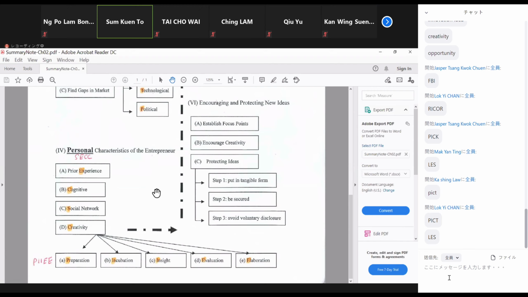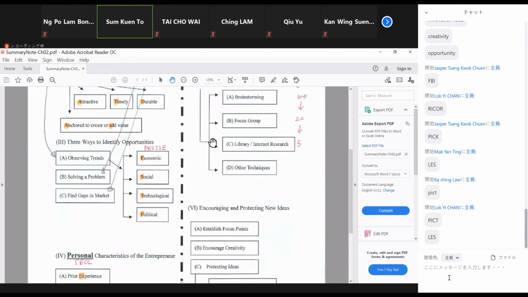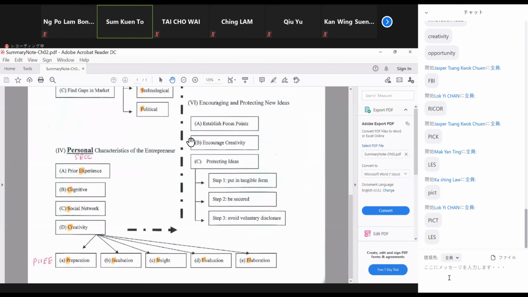Just like chapter 1, just now you told me, I learned PICT, I learned GMSAM, I learned FBI, I learned LES. Yes, similar. In chapter 2, you will be learning data, PESTLE, SECC, and the double pie, PIIEE. Okay, so this is what you will be learning in the next 1 hour.